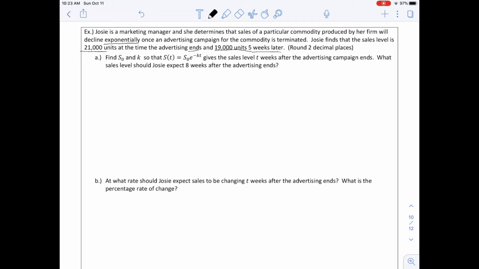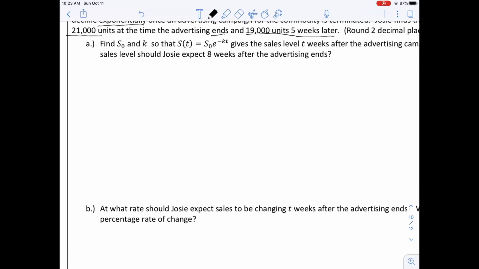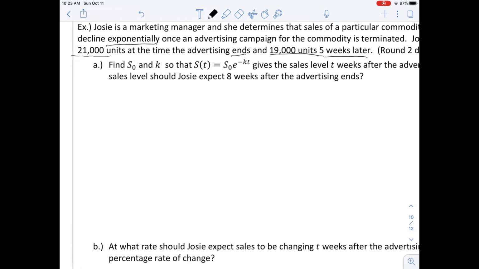So first of all, they give us the amount of units that were sold as soon as that advertising campaign ended. And so S of 0 is equal to 21,000. And we also know after 5 weeks, and since we're measuring this in weeks, it'd be S of 5 is equal to 19,000.